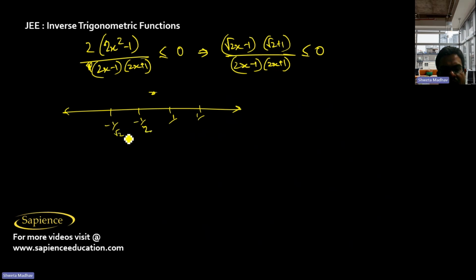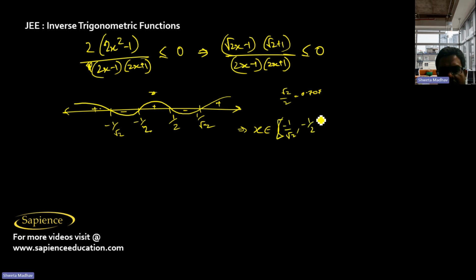1 by root 2, that is root 2 by 2, that is 0.707, will be lesser than half. So this is half, this is 1 by root 2. So take some value which is more than 1 by root 2, let's say 1. If I take, this will be greater than 0. This is positive, negative, positive, negative, and positive. We have to take the negative values only. So here x will belong to minus 1 by root 2 to minus half, but this is excluded, union half to 1 by root 2.